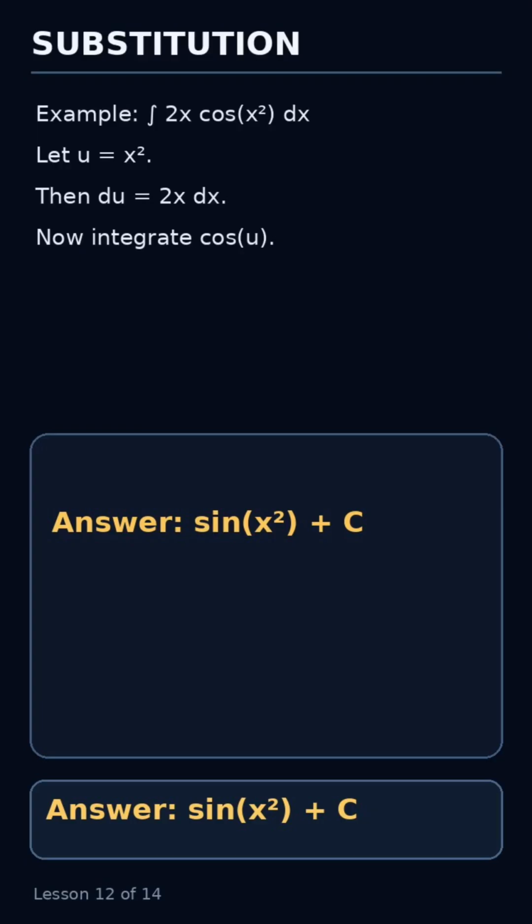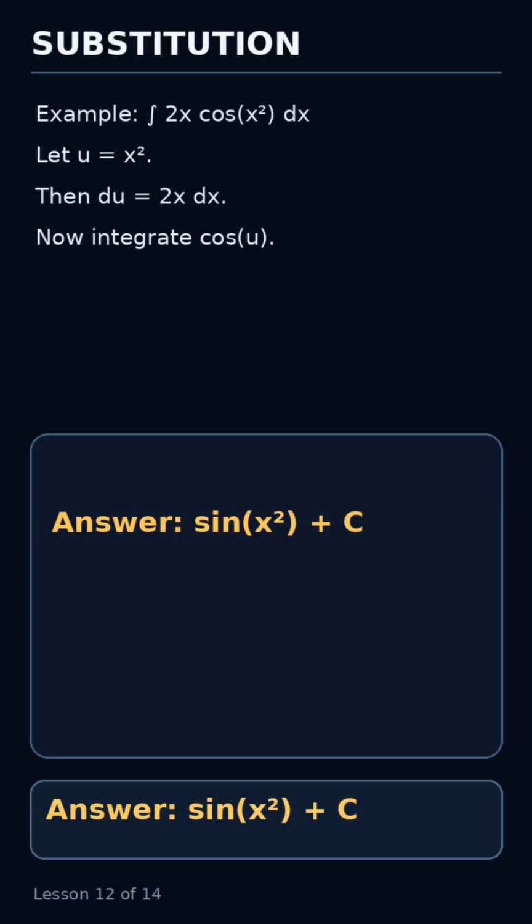Substitution. Now we are ready for an important technique called substitution. Substitution is useful when one expression appears inside another expression. Consider the integral of 2x cosine of x squared dx. At first, this looks complicated, but look carefully. Inside the cosine, we have x squared. What is the derivative of x squared? It is 2x. And we already have 2x sitting outside. That is a clue.